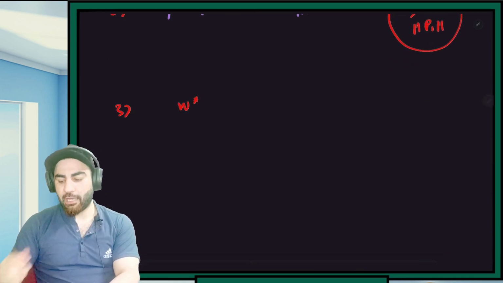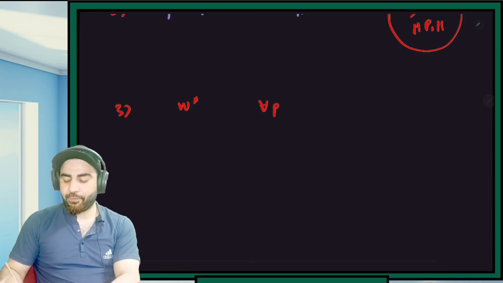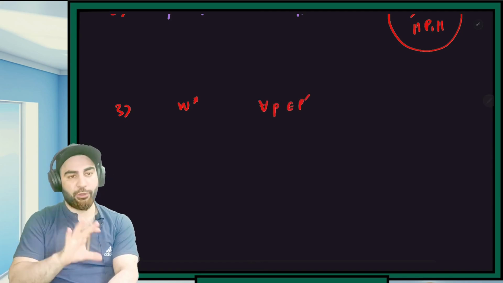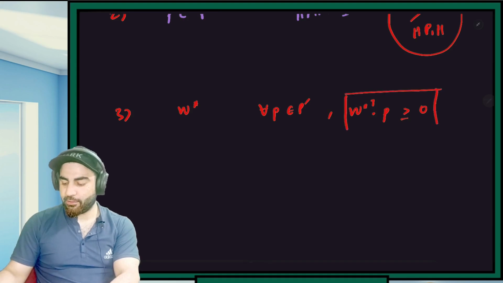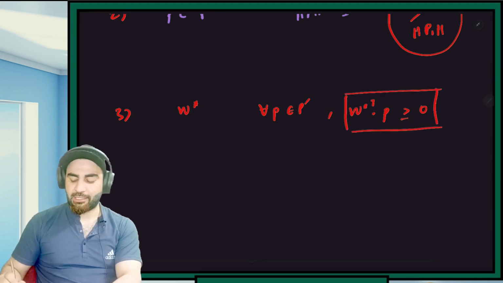So for this W star, all of these P belong to this P dash, because now we know how the P dash is defined. So for all of this, if I take W star transpose dot P, that is the dot product of this with P, this should be greater than or equal to 0. This is what should be given to me. That should exist. This is the third condition.